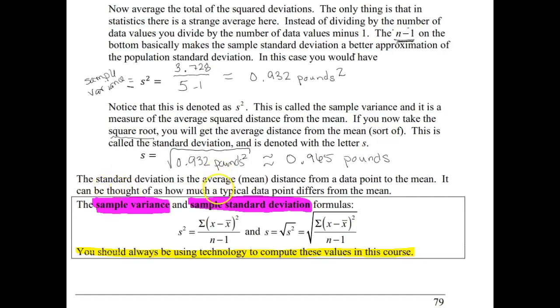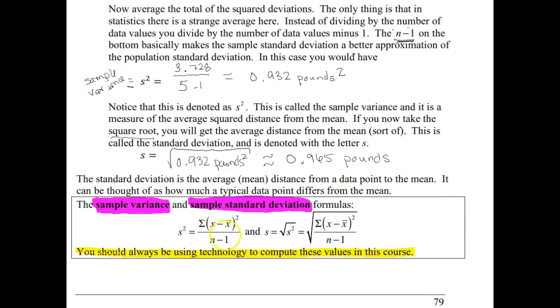So the standard deviation is the average or mean distance from a data point to the mean. Sort of, not really. We actually computed the average squared distance they were from the mean, and then we took the square root of that final result. We didn't actually take all the distances and average them, but it can be thought of that way. That's okay. It can be thought of as how much a typical data point differs from the mean.